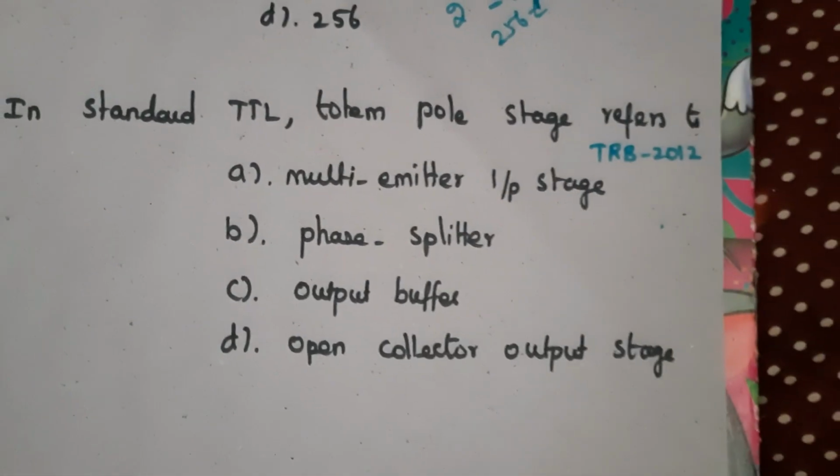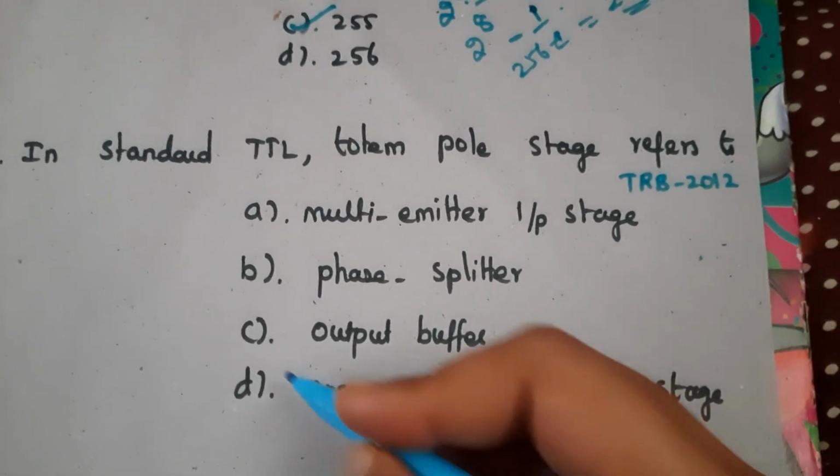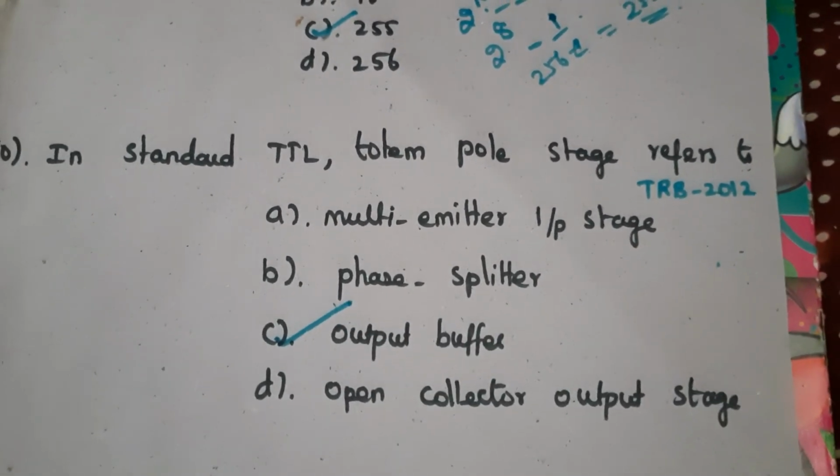Next question. In standard TTL, the totem pole stage refers to the output buffer. So here the answer is C.